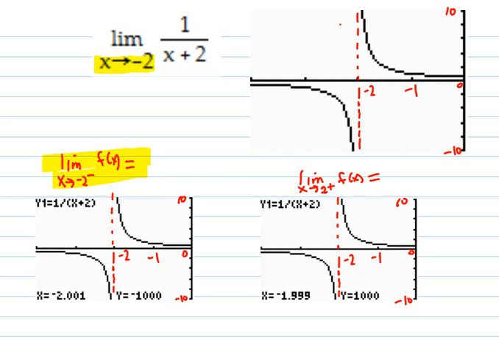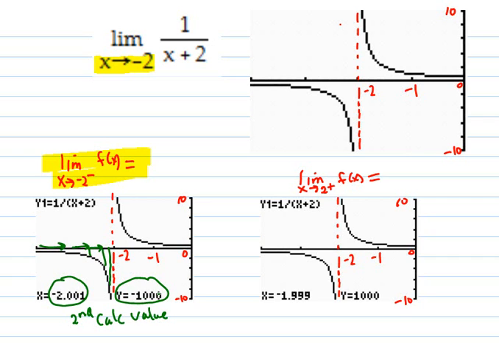So going toward -2 from the left, coming this way, you see that the y values are dropping, and then they start dropping very fast. So we do a second calc value, put in something very close to -2 but to the left, -2.001. Second calc value comes out -1000.